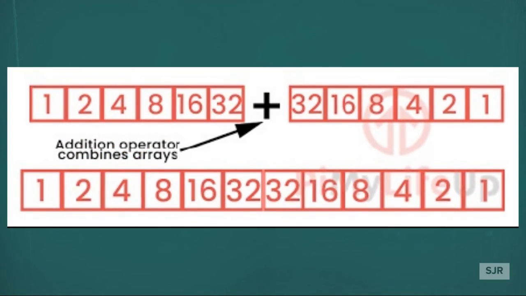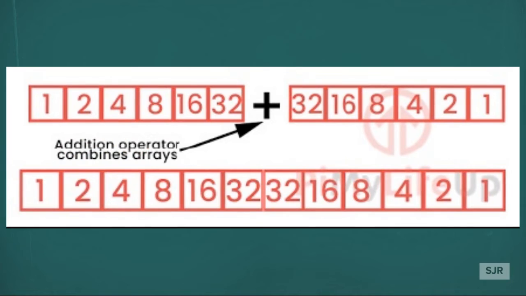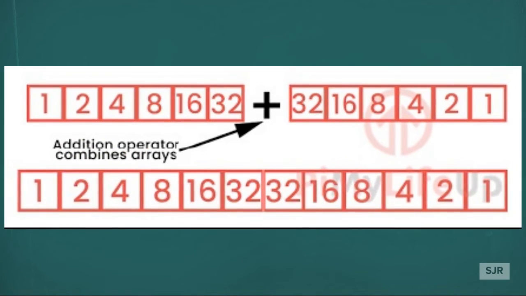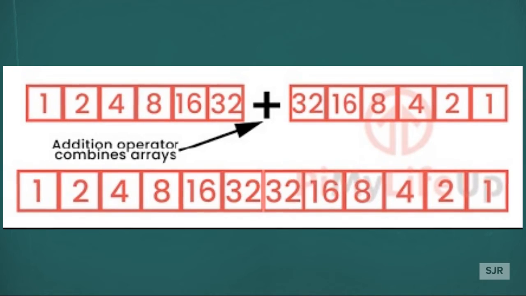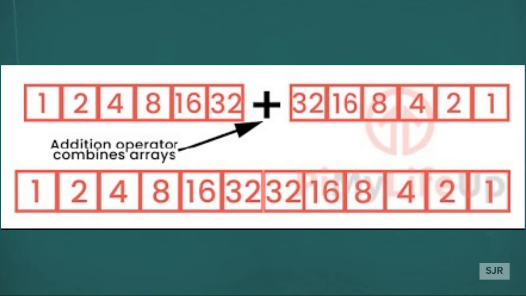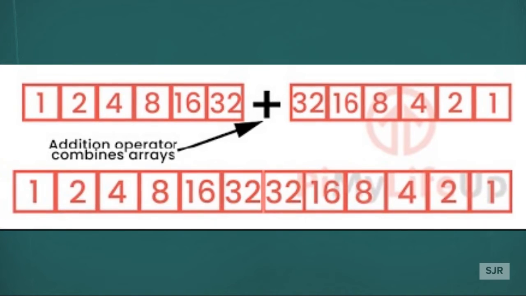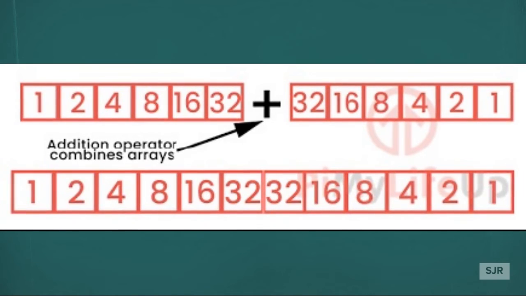See another example of combining lists. The first list has 1 2 4 8 16 32, and the second list has 32 16 8 4 2 1, and when these two lists get combined with the plus sign, that is the concatenation symbol, then they get combined into one list having all elements from list 1 and list 2.